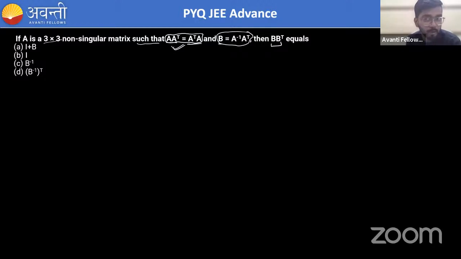So take some time to understand the question and then we will follow with the answer. Let me read it once again. If A is a 3 by 3 non-singular matrix such that AA transpose is A transpose A, and B is equal to A inverse of A transpose, then what is the value of B transpose from the following options? So this is our question.